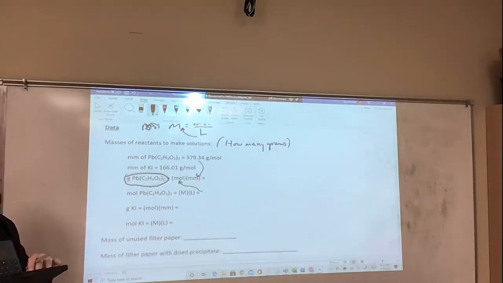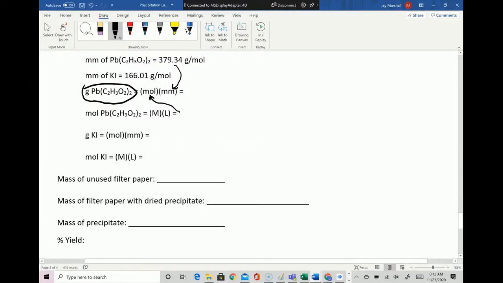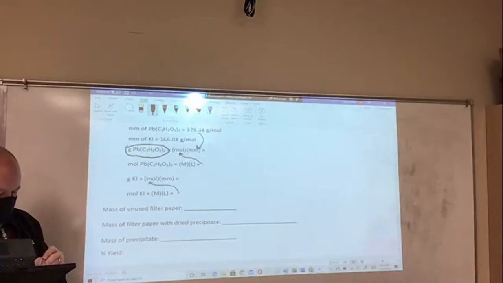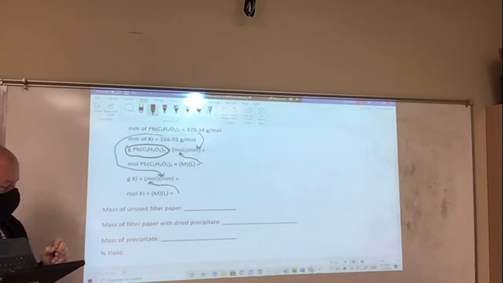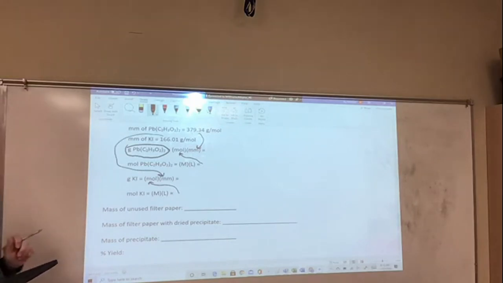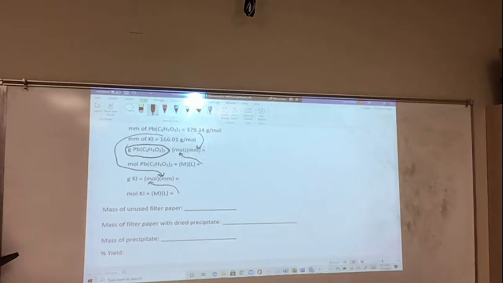Then you're going to do the same thing with the potassium iodide. Potassium iodide, how many grams do I want? Well, I need to figure out the number of moles first, molarity times liters. I've given you those things, 0.2 molar for that, 0.1 liters for that. You calculate that, and then you do that. Okay, so that's going to give you the total number of grams.